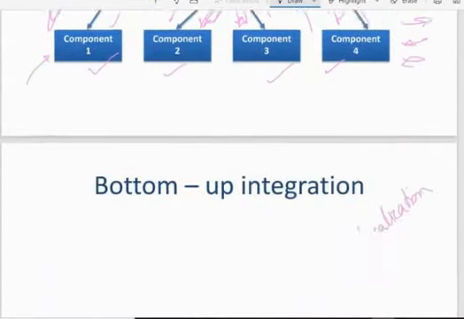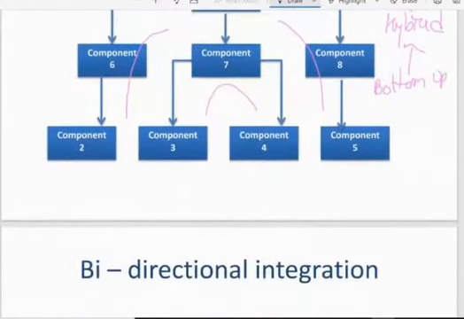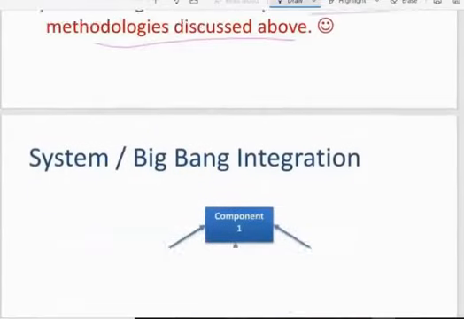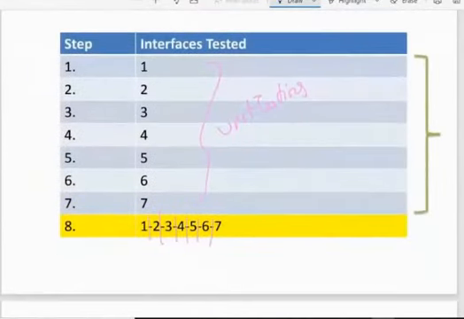we looked into the bidirectional approach, which was comparatively smaller than the previous ones. Smaller in the sense that the number of steps was comparatively low. And then we looked into system or Big Bang integration, where we integrated all the components and then went for Big Bang integration testing.